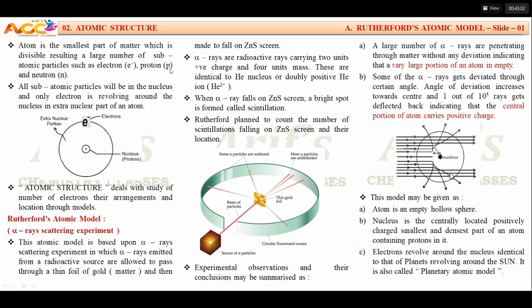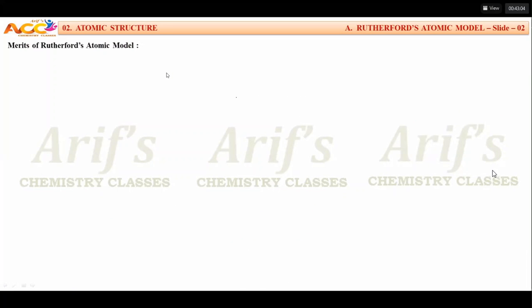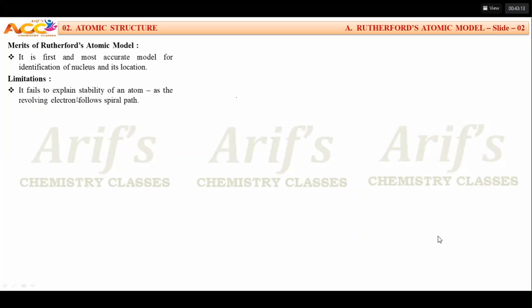Merits of Rutherford's atomic model: it is the first and most accurate model for identification of the nucleus and its location. Limitations: number one, it fails to explain the stability of an atom as the revolving electron follows a spiral path. How is it a spiral path? Like this, see, continuously it is coming closer. There is no break somewhere here. Continuously it is coming closer and closer, and therefore it may collapse. Therefore, it is unable to explain the existence of an atom as a stable system.